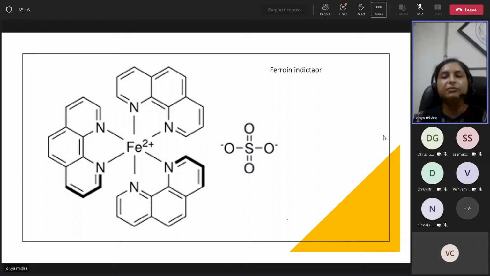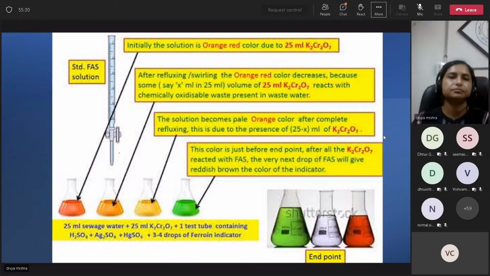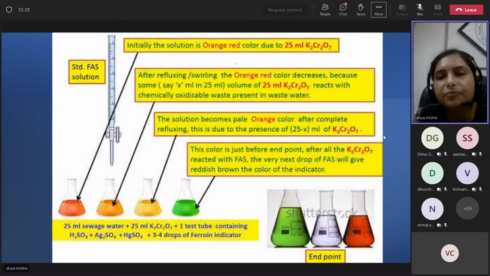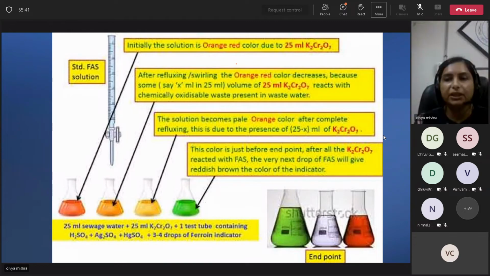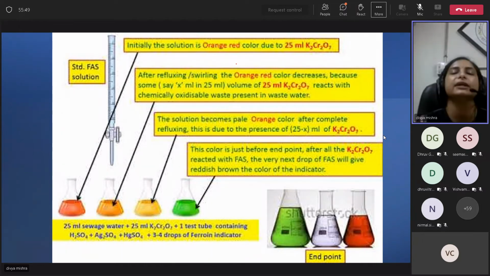Now here we will be using this indicator. This is nothing but 1,10-phenanthroline, and this is your ferroin indicator. We will be using the ferroin indicator for this process. First of all, our sample will be reacted with potassium dichromate and acid. Collectively they will give chromic acid. This chromic acid is a very strong oxidizing agent. It will oxidize all the organic matter which is present in the sample.